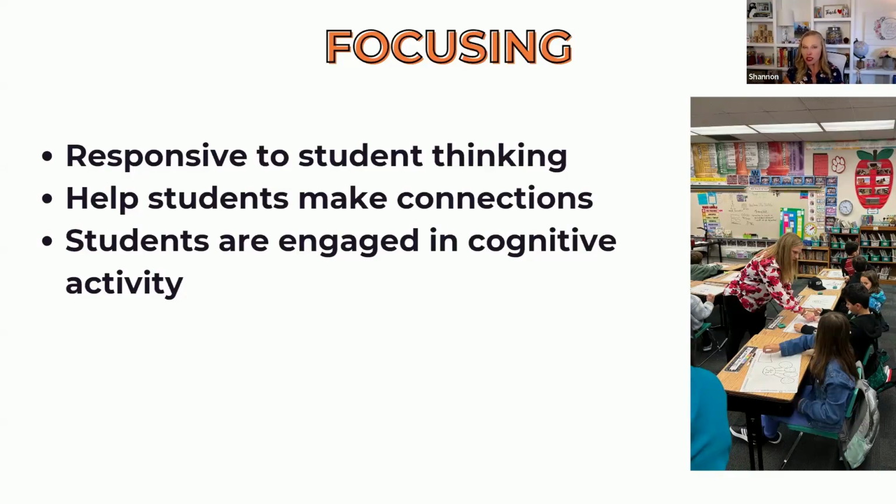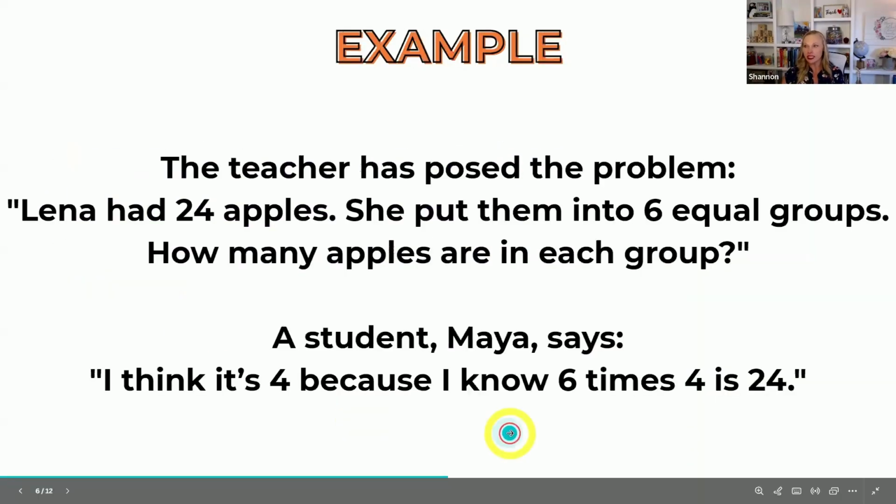It helps students make questions or connections. So if I'm doing the right type of focus questions, students are making connections, their own connections, and we know that connections are like 98% of teaching. When students make the right connections, they're able to function independently. And students are the ones that are involved in cognitive activity. Okay, so let's give an example.